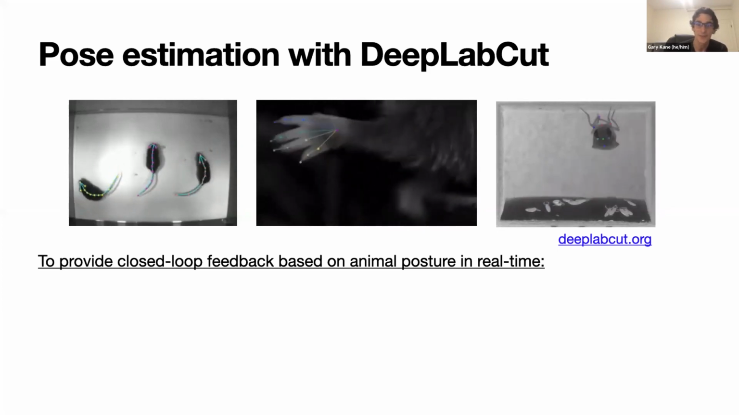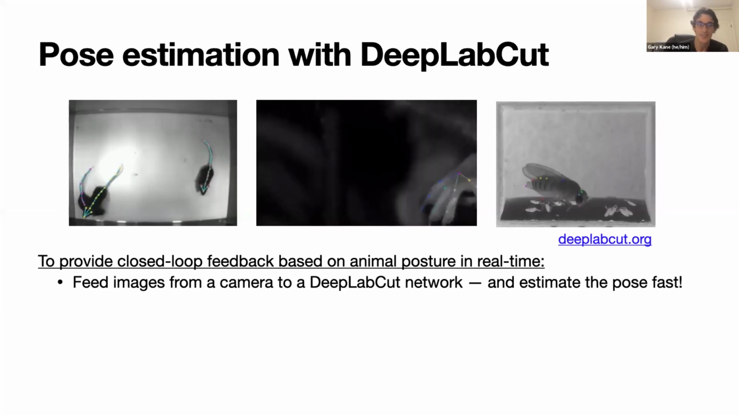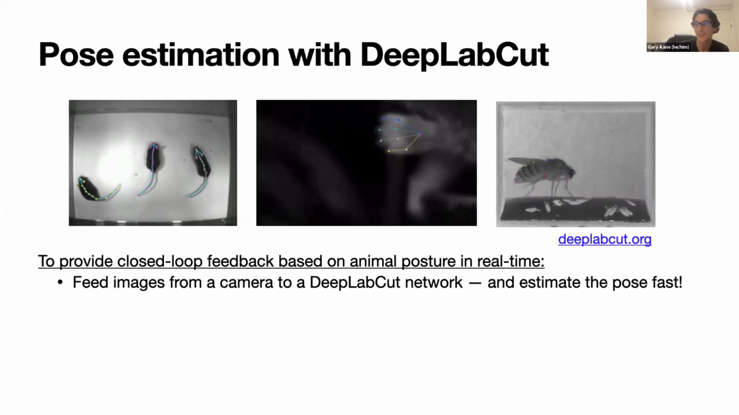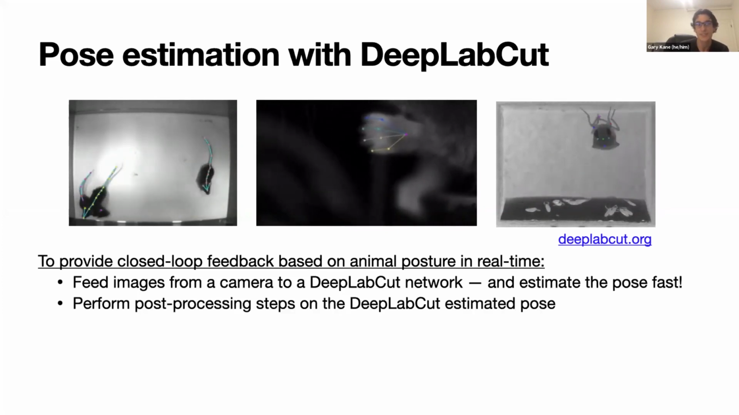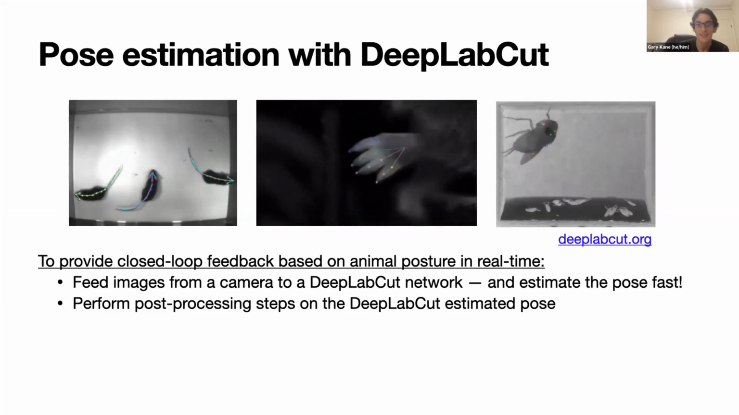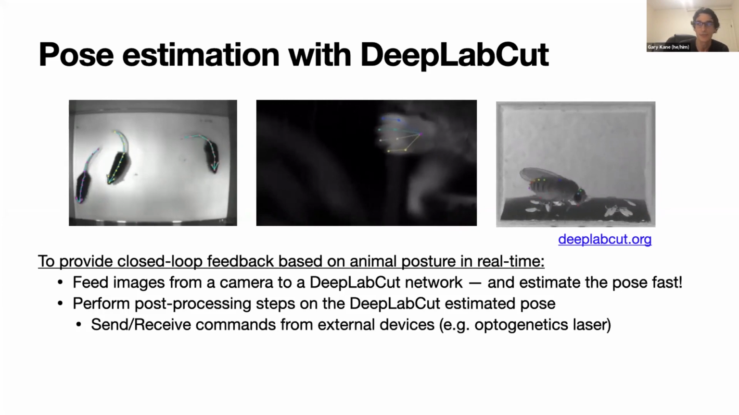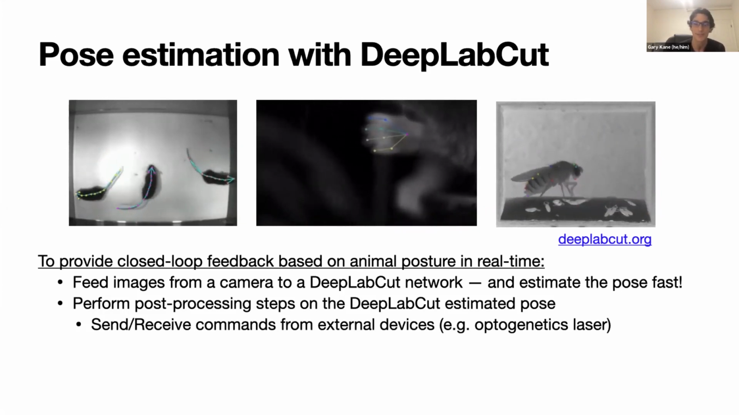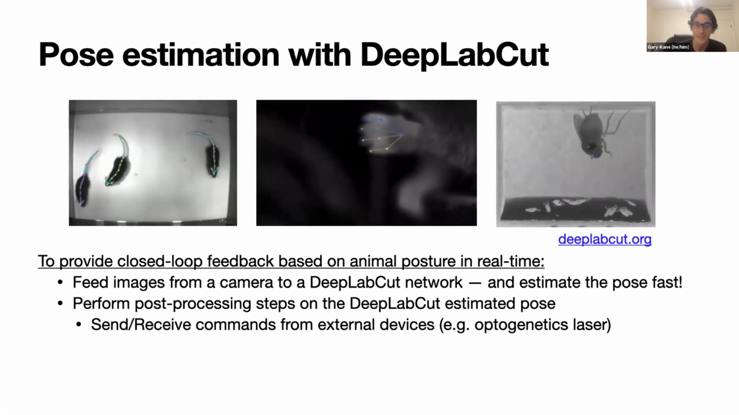To accomplish this goal using the DeepLabCut toolbox, experimenters need to first feed images from a camera to a DeepLabCut network, and we want to be able to estimate the pose fast. We also are going to need to perform some post-processing steps on the DeepLabCut estimated pose. This might include sending or receiving commands from an external device, so we might want to turn on an optogenetics laser based off of what DeepLabCut outputs are telling us.